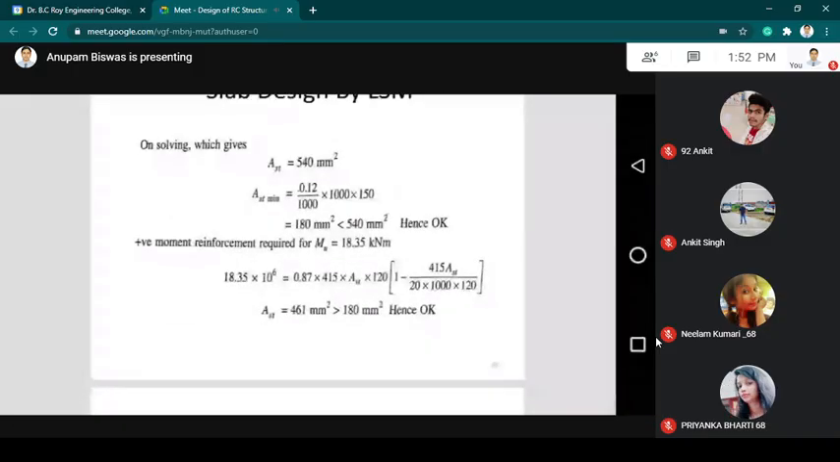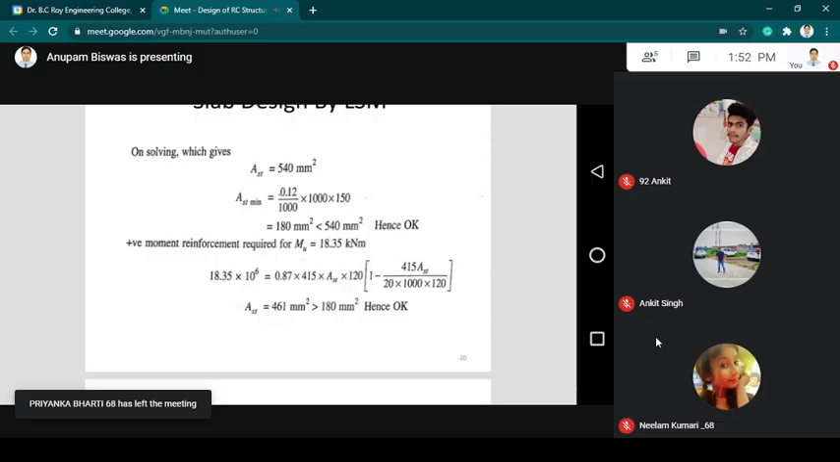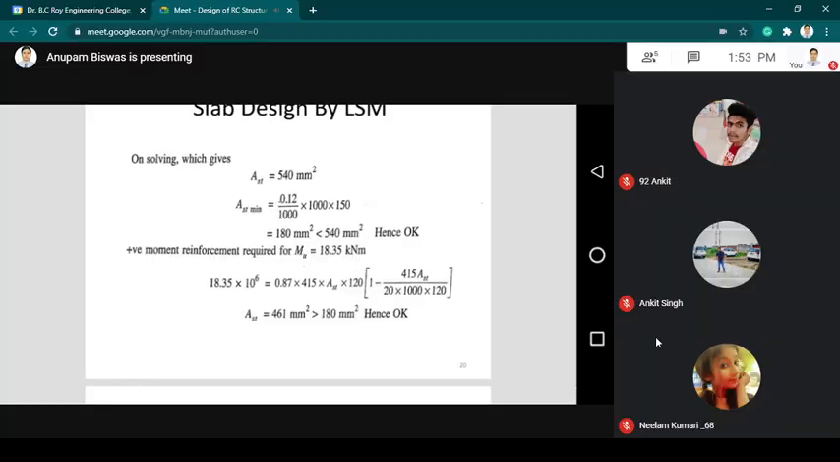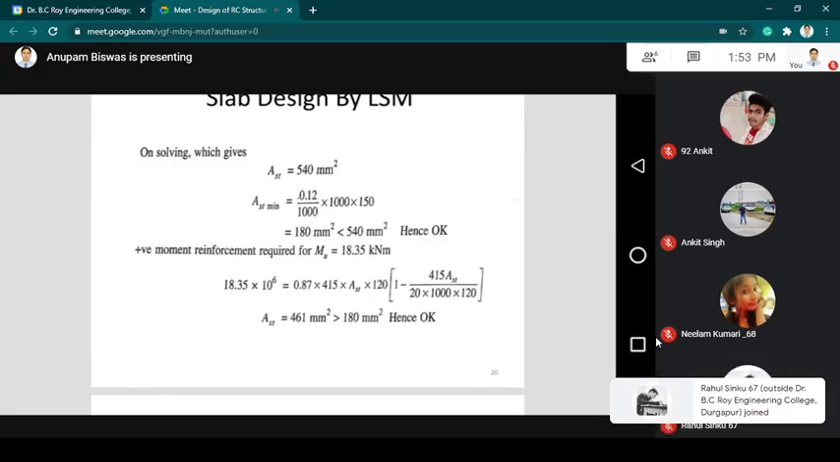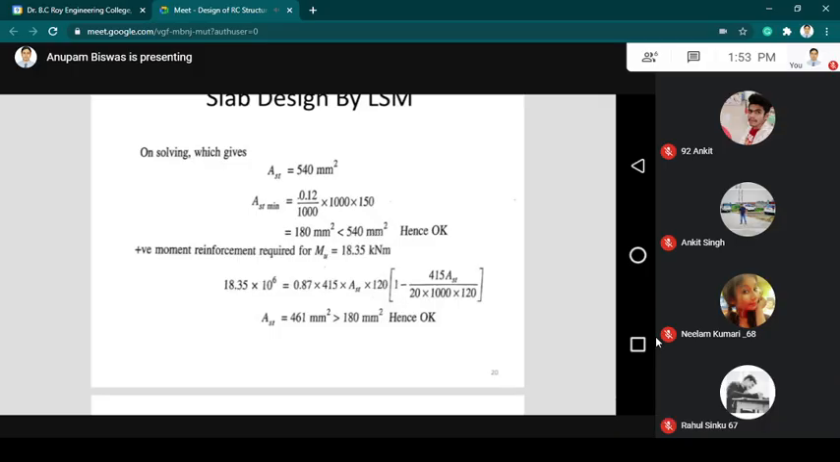Next step is to find out the minimum area of steel. That should be 0.12%, and finally we get it as 180 mm², which is less than 540. So the minimum area of reinforcement that should be provided, 180, is within the permissible limit. Next we have to take out the area of reinforcement with respect to the positive bending moment.